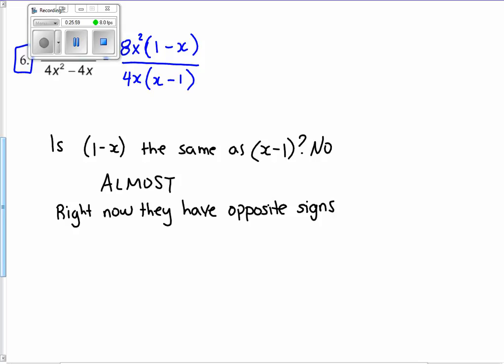So how do I make the signs the same? How could we make the signs the same? Any ideas? Times by -1. You're right there. Instead of saying timesing, we could say factor out -1 from one of them.